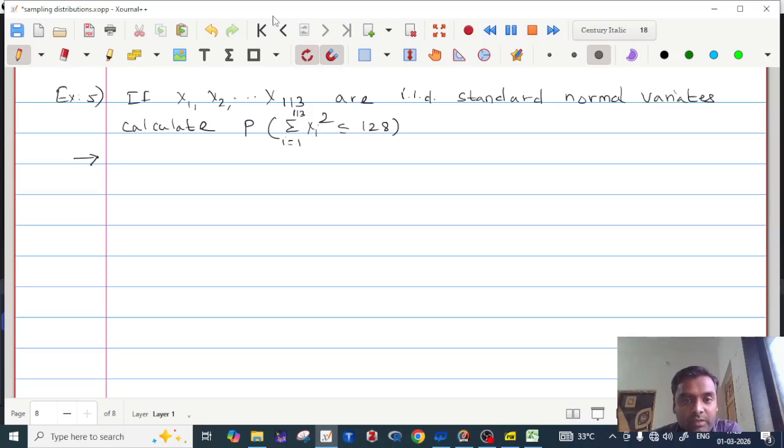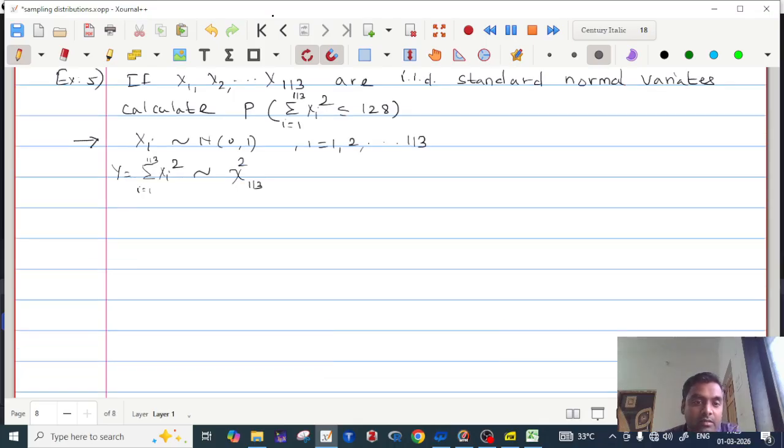So this problem will be solved by Fisher approximation. Let's see what is given here. Xi follows normal 0, 1, where i starts from 1 to 113. Summation Xi square, let's call it as Y, follows chi square with 113.